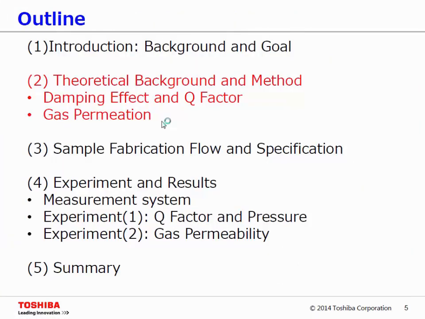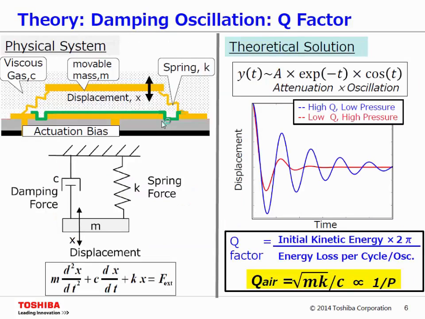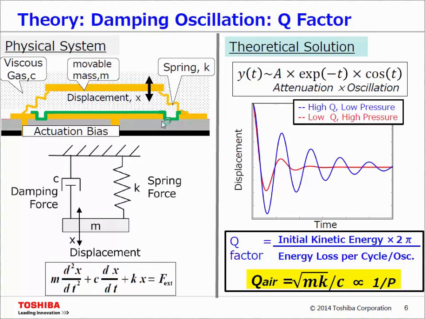So the theoretical background. First, I'm going to introduce a little about damped oscillation. The physical system we're considering is a movable mass, a proof mass, in a viscous gas, say air, and the movable part is connected to the anchor at the bottom with a spring. The equation of motion is written in this way. We have to consider the spring force, the damping force, and this is the displacement.